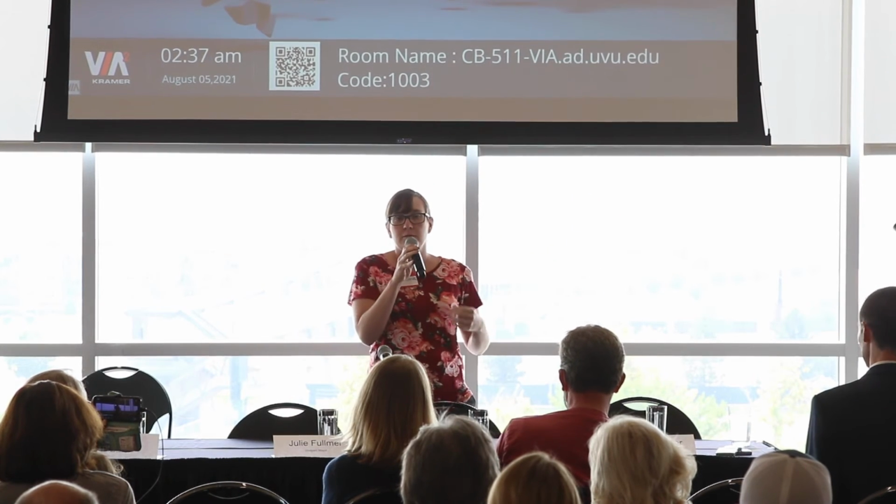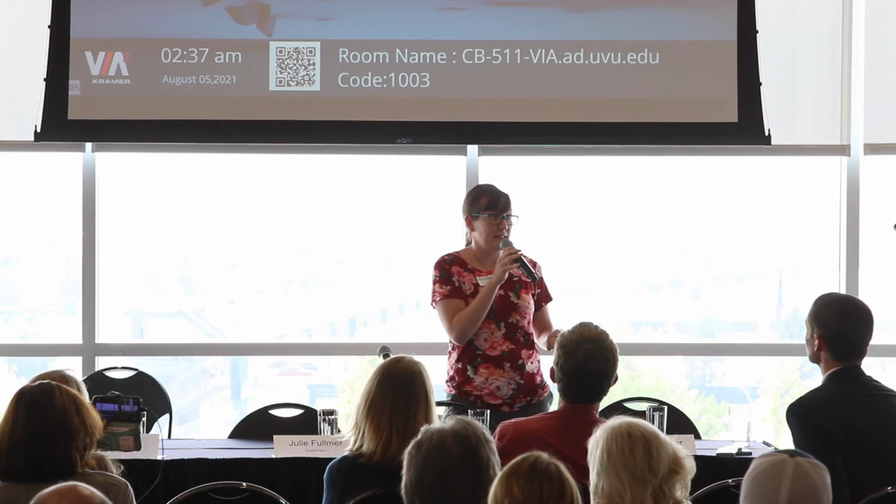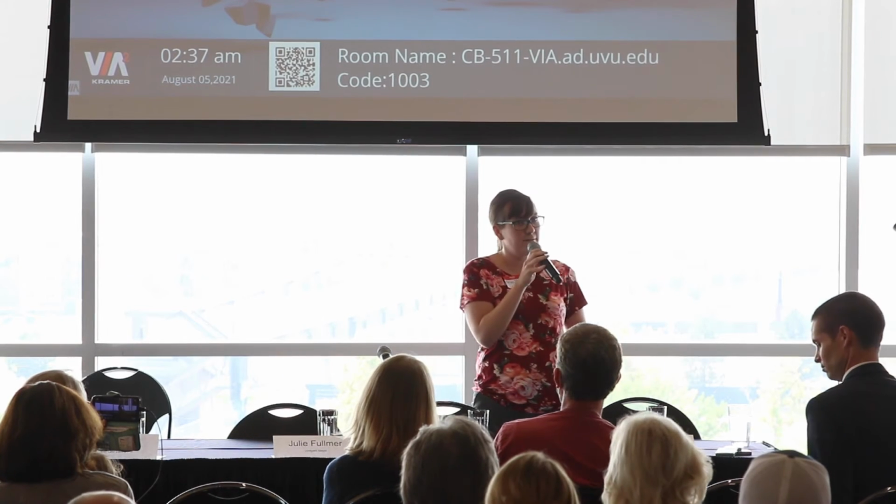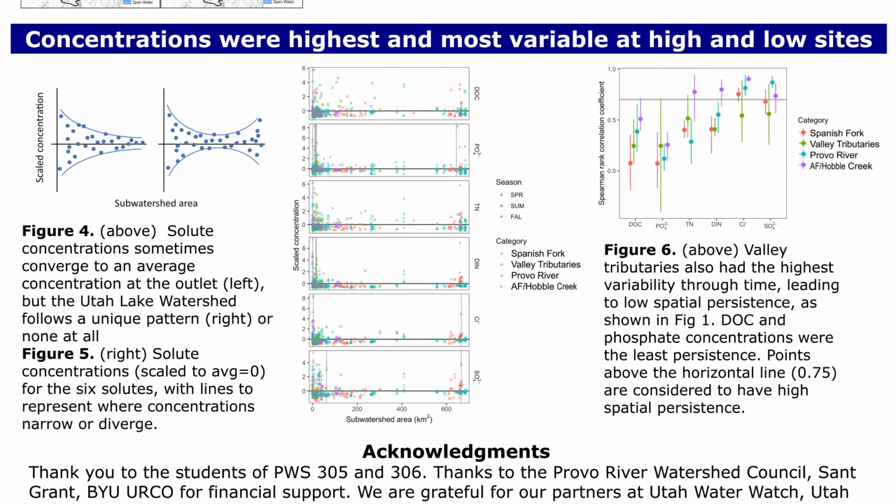So for example, chloride was pretty consistent. Places that had high chloride levels always had high chloride levels, and vice versa for low chloride levels. Whereas phosphorus, a nutrient that enters Utah Lake that they talked about with the harmful algal blooms, was less predictable and less persistent through time. So we're not able to predict from a single sampling where phosphorus concentrations are going to be highest.